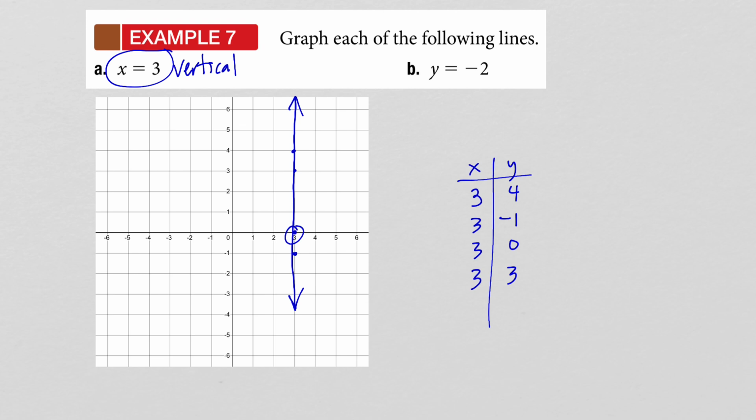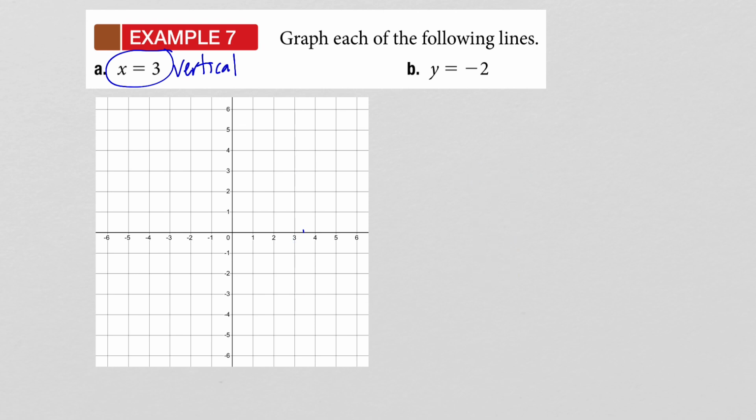Likewise, if I want to graph y equals -2, I can do that just by making another table.